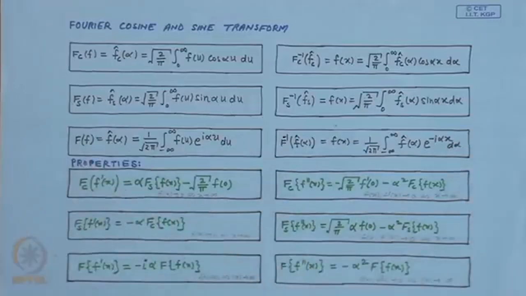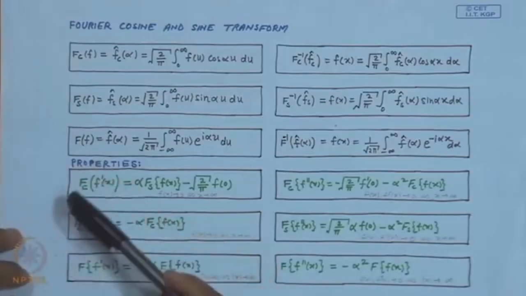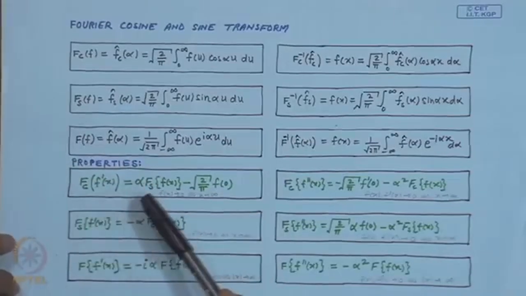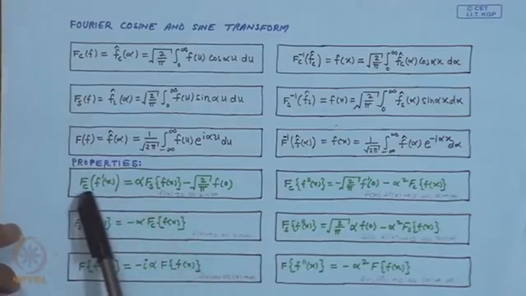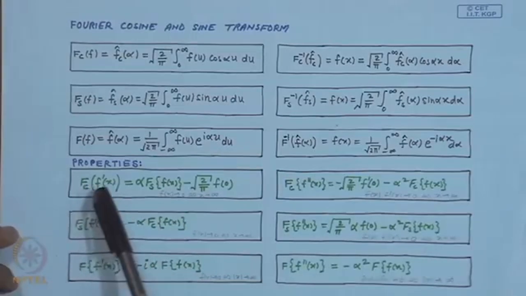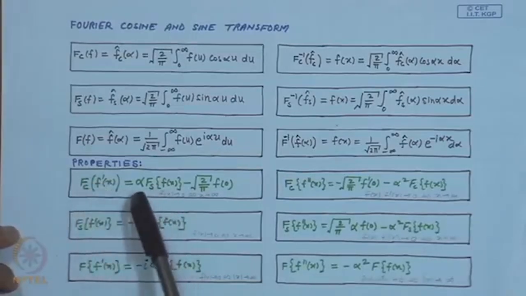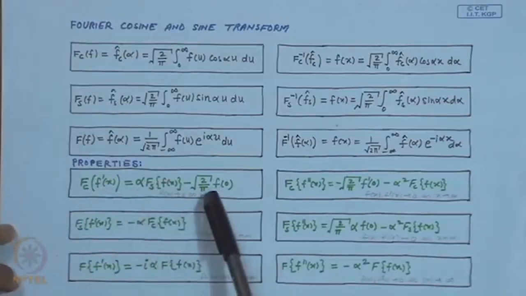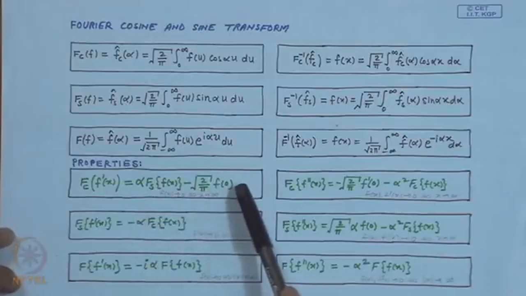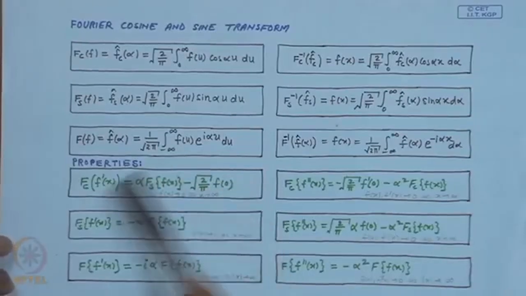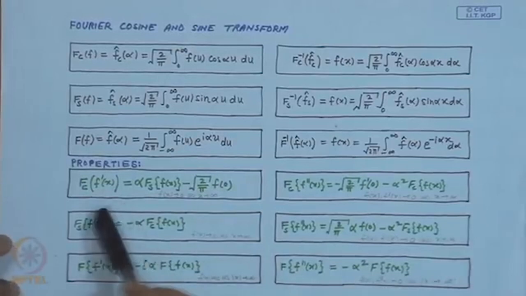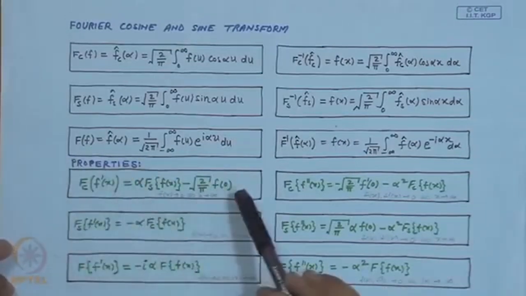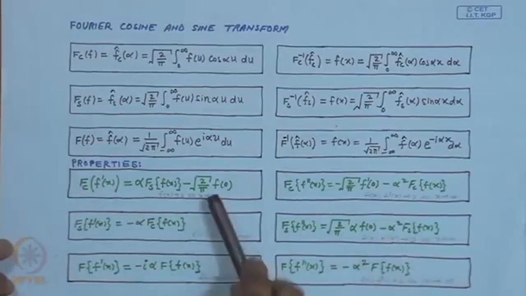These are the main properties, mainly the derivative theorem for the Fourier transform and the Fourier cosine and sine transforms. First, for the Fourier cosine transform of the first derivative, it will be alpha times the Fourier sine transform of f, minus square root of 2 over pi times f(0). This is under the condition that f(x) approaches 0 as x approaches infinity.